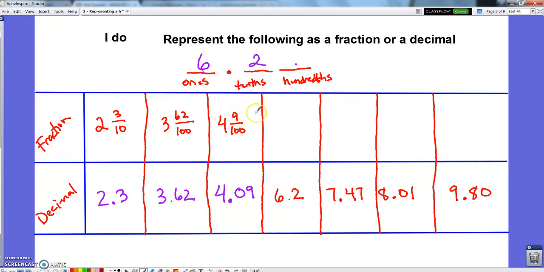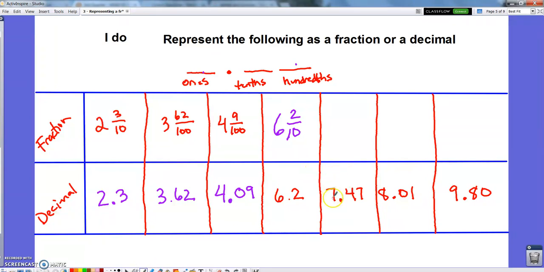And if you say it like that, 6 and 2 tenths, I'm saying the fraction. 6 and 2 tenths. Super easy. I just say it and just write down exactly what I said. All right, keep going.